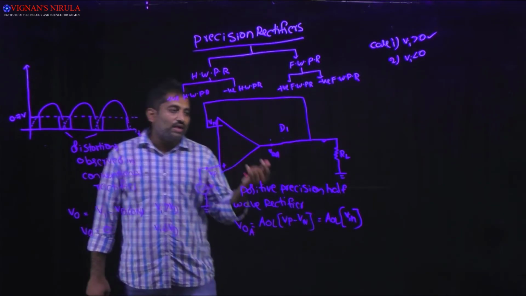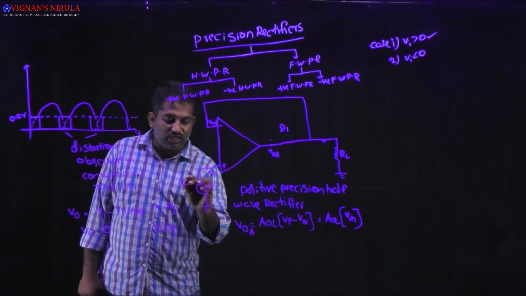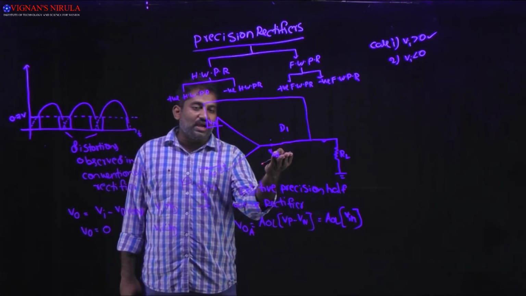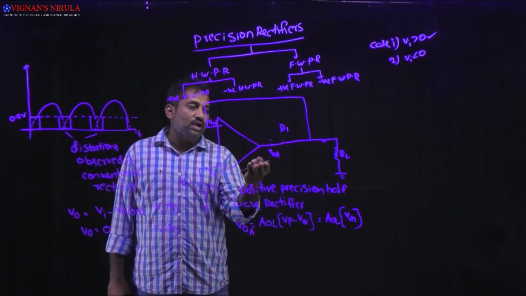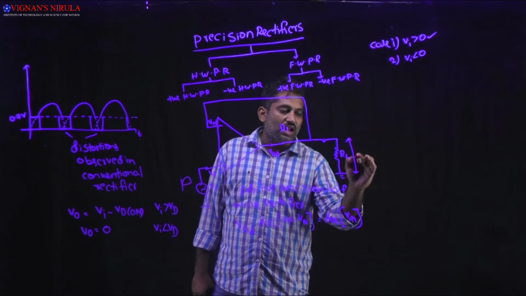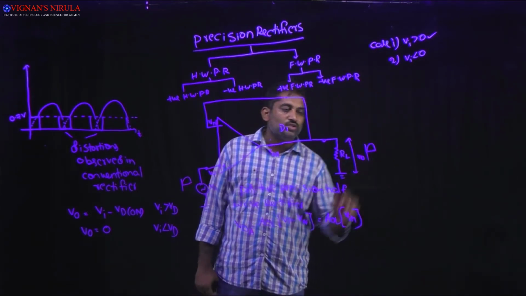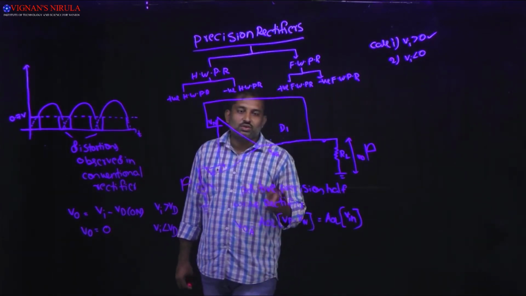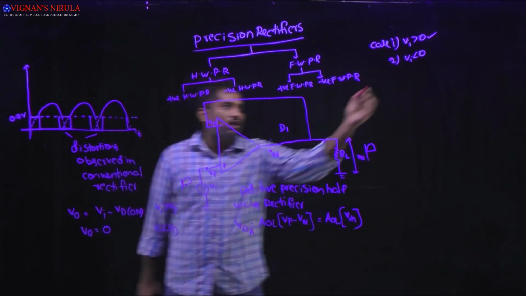So if you apply the positive peak at the input side, diode D1 will be conducting and will act as a closed switch, and we collect the output across the load RL, which is nothing but the positive peak. Now the same circuit diagram I am going to use for the explanation of case 2.